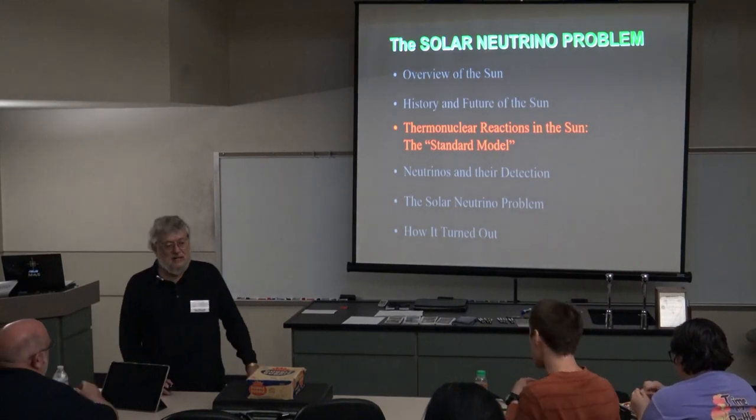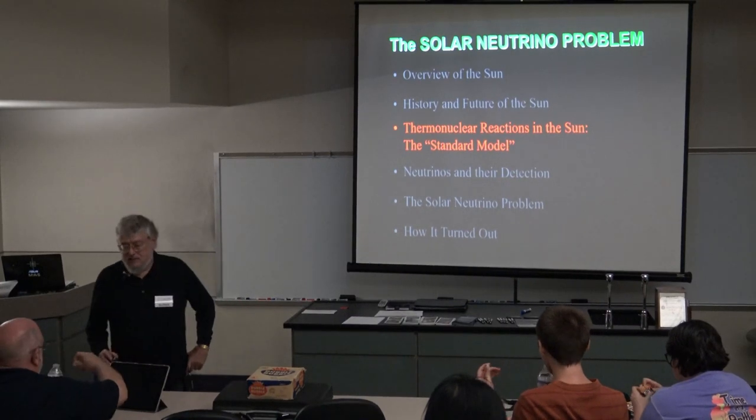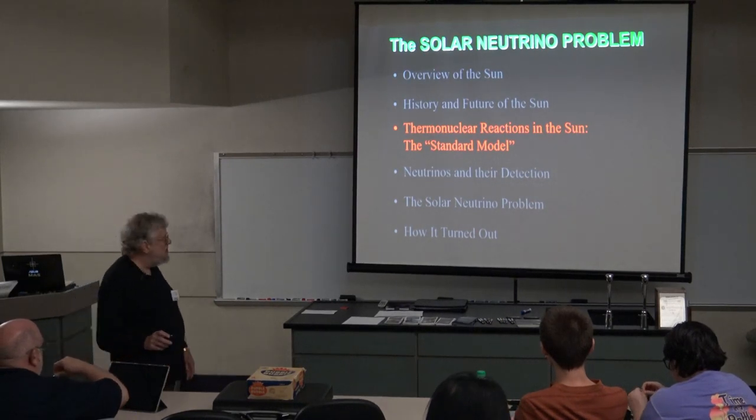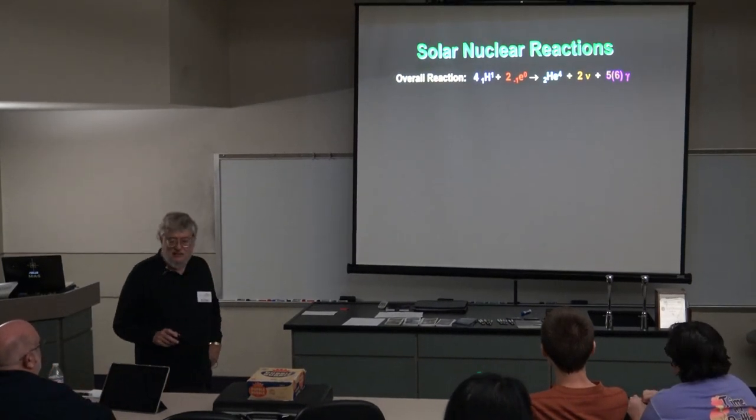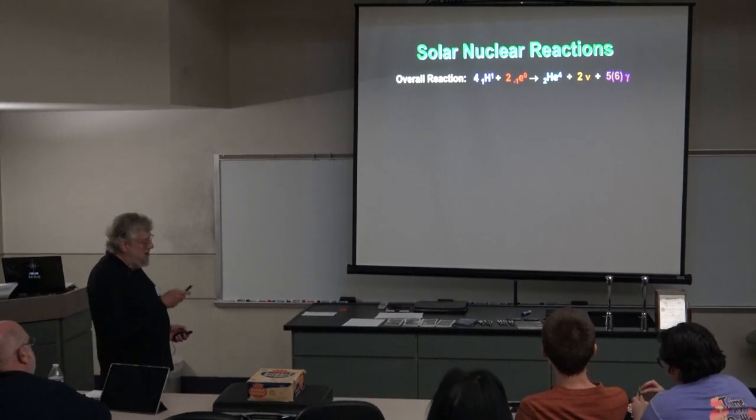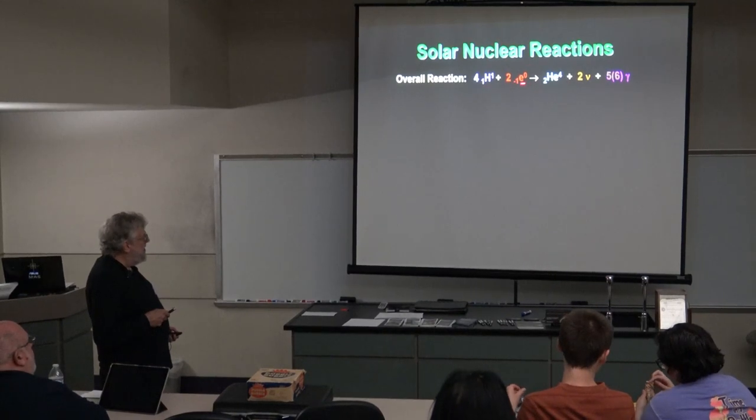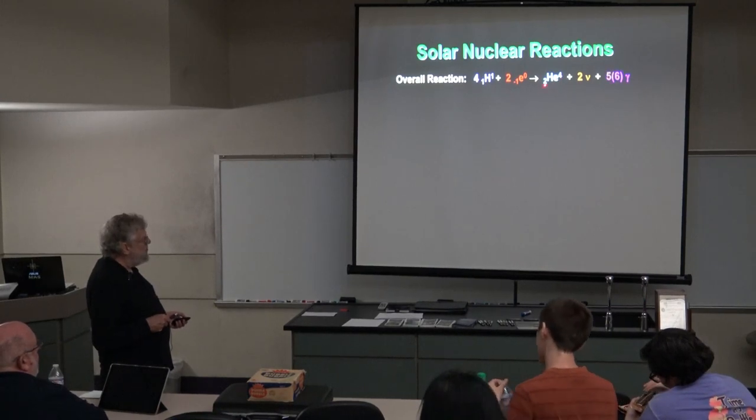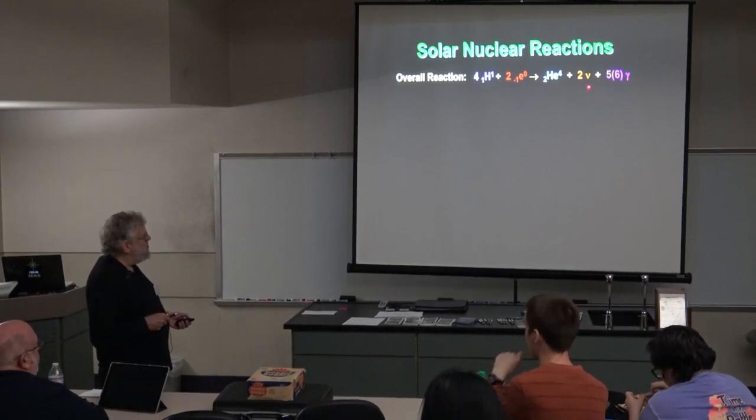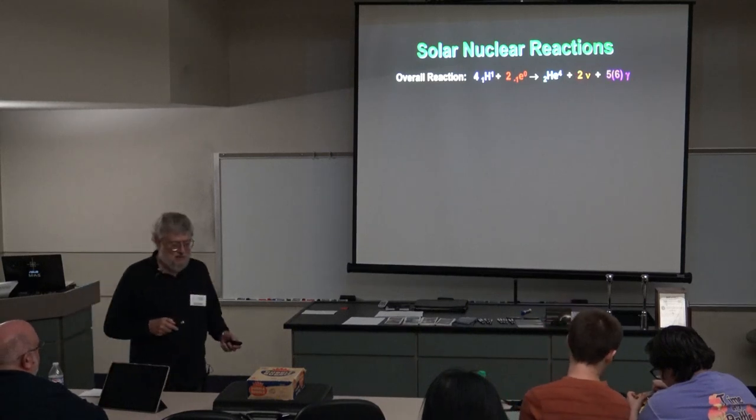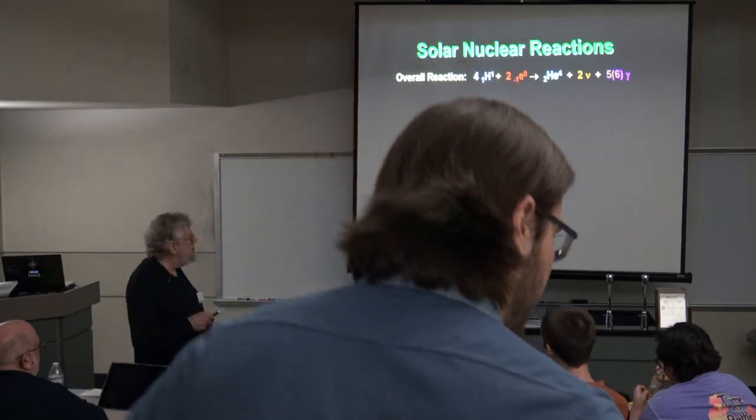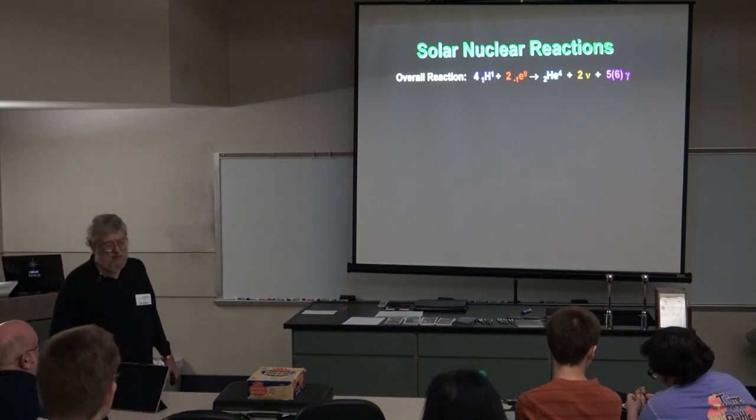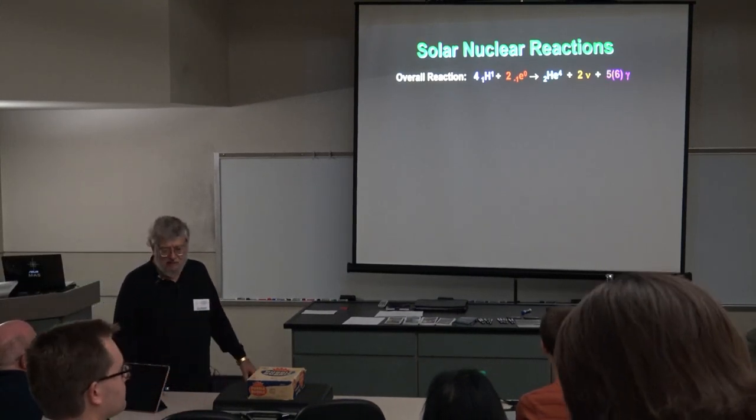Are we running? Okay. The next part deals with the details of the thermonuclear reactions that take place in the Sun while it's still on the main sequence. The overall reaction, as we've seen before, is four hydrogens and two electrons. That's added in here to balance the equation. And we produce one helium nucleus and two neutrinos, which are very small particles. They have no charge and almost no mass, and five or six gamma rays, the highest energy form of radiation in the electromagnetic spectrum.